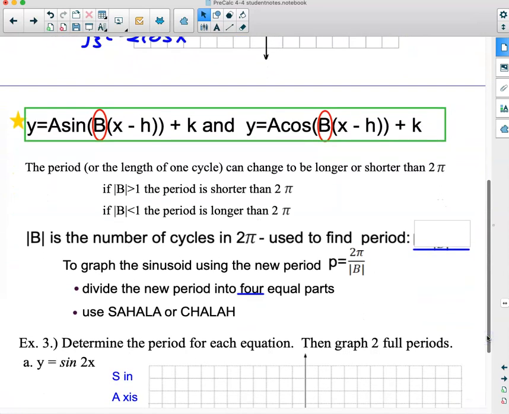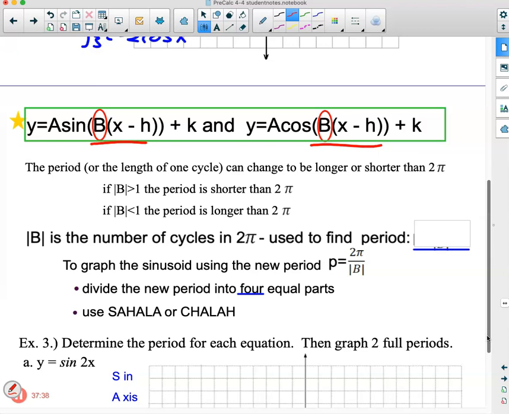Now we have to talk about B and what the role of B is going to be in all of this. So the period, or the length of one cycle, can change to be longer or shorter than 2 pi. That's your horizontal stretches and compressions that are going to take place there. And this is where, remember, this is all attached to X. See how B is always with the X? So what we see is the opposite of what's really happening.